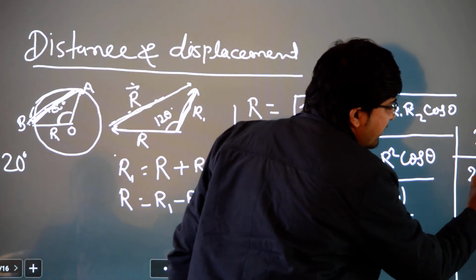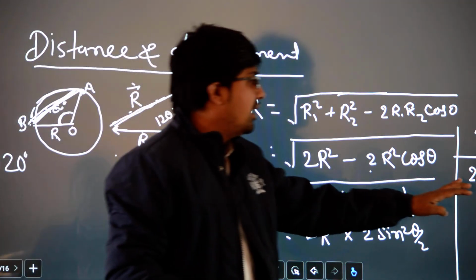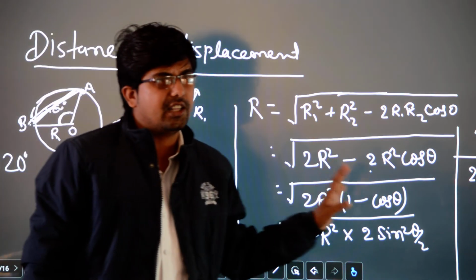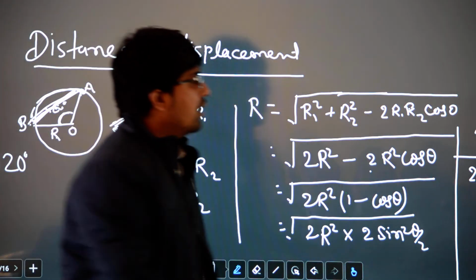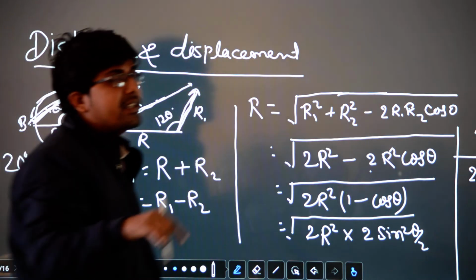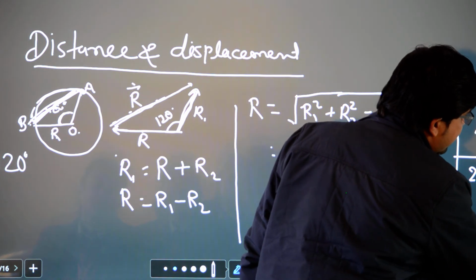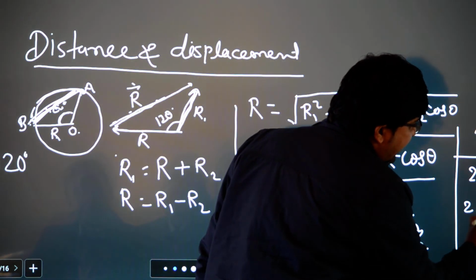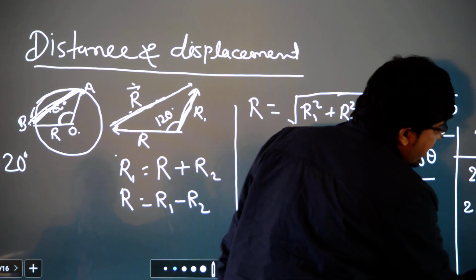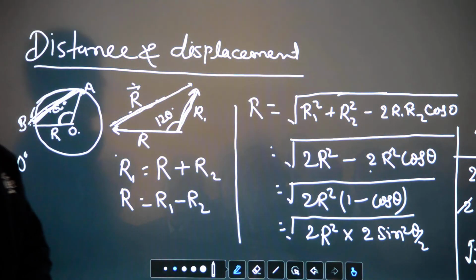Here the value of R is not given in this question, so we write R only. If the value of R is given in the question, then we use it. Otherwise, leave it. And sin theta by 2, what is the value of theta? 120. 120 by 2 means 60. So 2R sin 60, sin 60 is root 3 by 2. Here the 2 cancels. That means root 3 R. That is the right answer for this question.